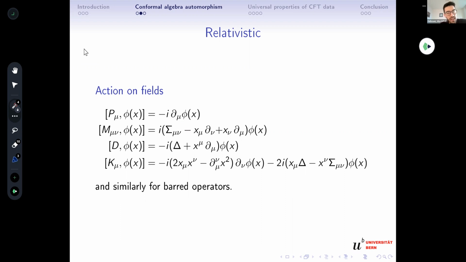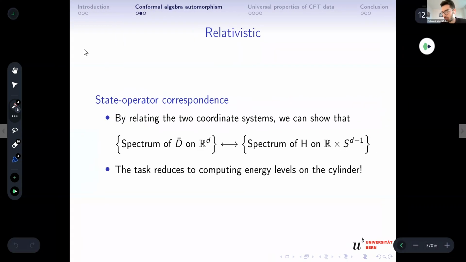And so if you try to relate carefully the two coordinate systems, and I'm skipping a couple of details here, the conclusion will be the following. The spectrum of eigenvalues of the dilatation operator in Minkowski space, perhaps here I should have put 1, d minus 1, but anyway, is isomorphic to the spectrum of eigenvalues of the Hamiltonian on the cylinder.